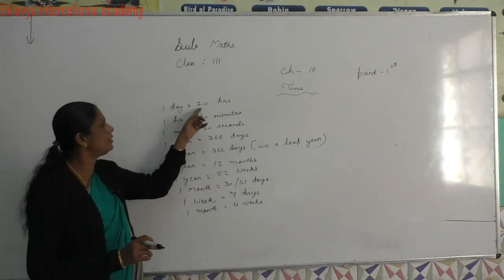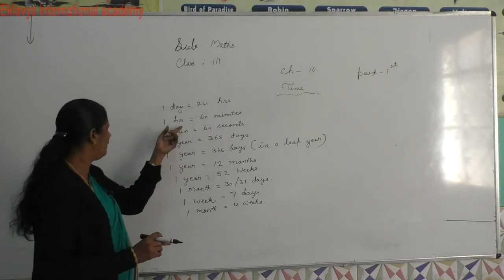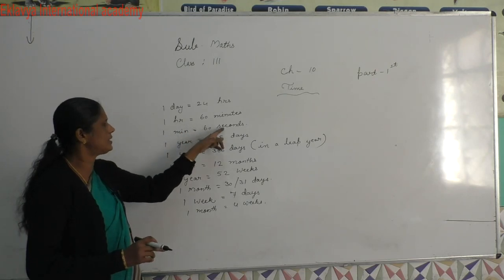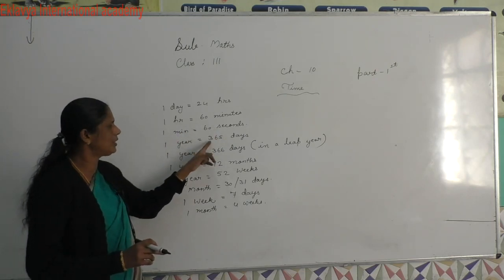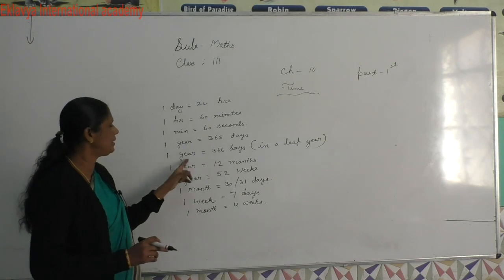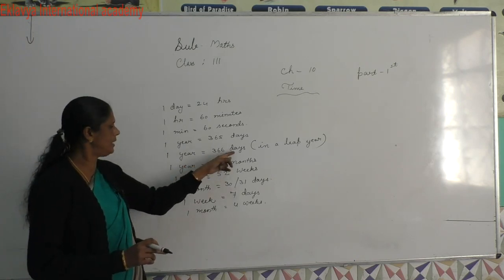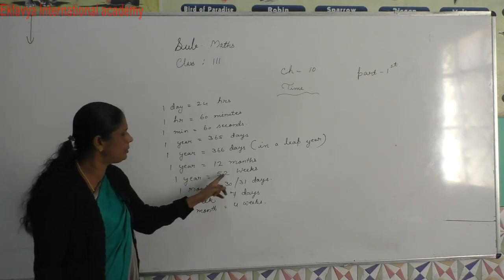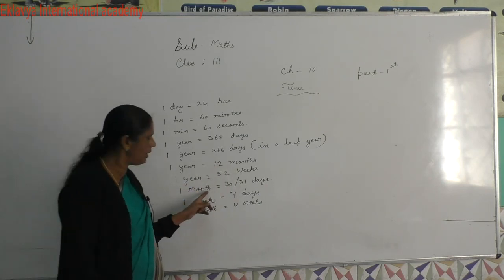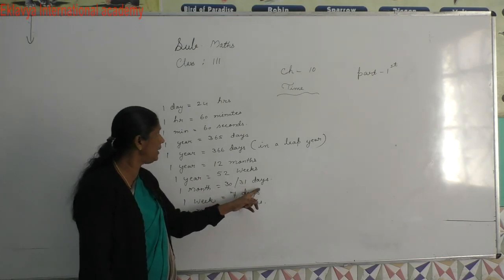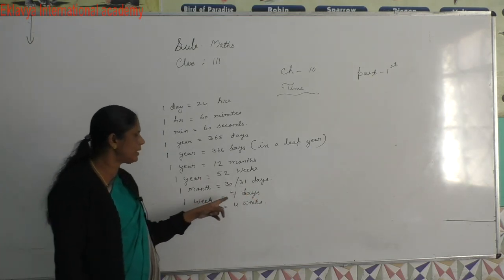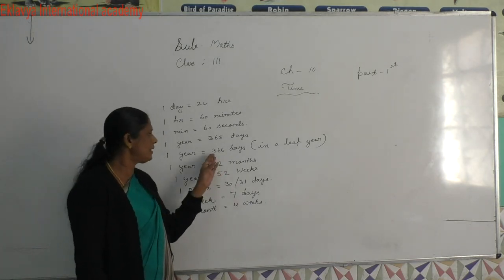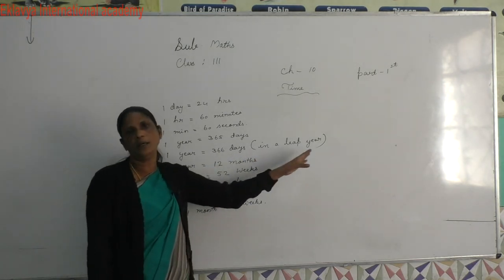1 day is equal to 24 hours. 1 hour is equal to 60 minutes. 1 minute is equal to 60 seconds. 1 year is equal to 365 days. 1 year is equal to 366 days. 1 year is equal to 12 months. 1 year is equal to 52 weeks. 1 month is equal to 30 or 31 days. Then 1 week is equal to 7 days. 1 month is equal to 4 weeks. This is 366 days in a leap year.